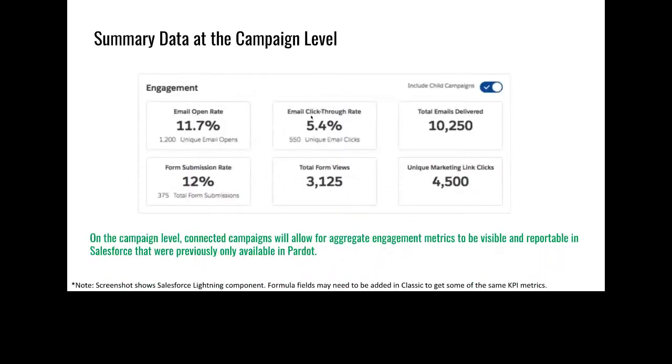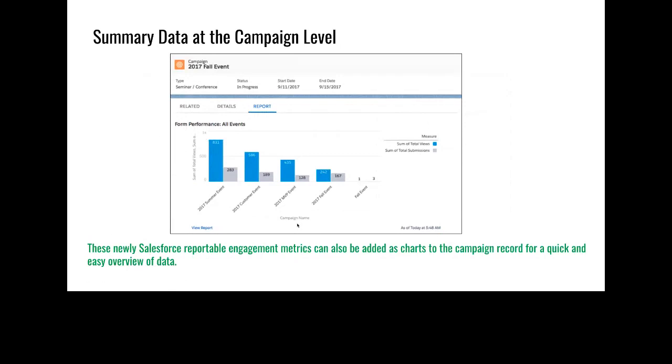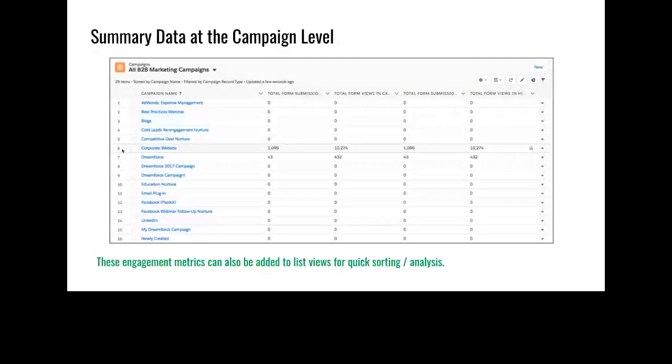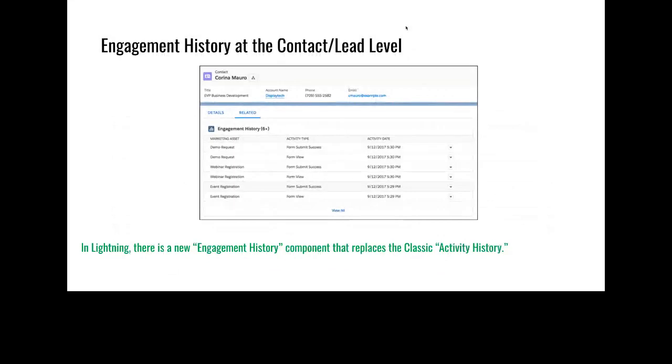Like so, email opens, click-through rate, emails delivered, unique marketing link clicks, form submissions, and form views. And this is another view here. And then here is a list view of all your campaign names, and your different columns represent those different asset engagement metrics. You will also get your engagement history related list here, of course, in Lightning.